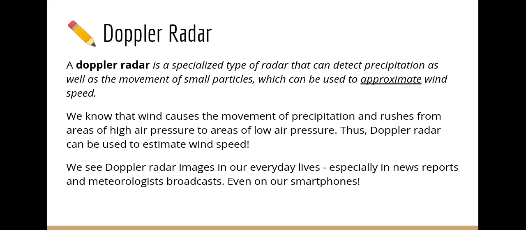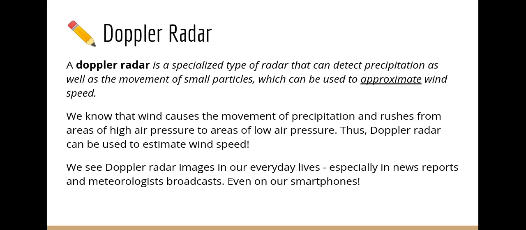So now in your virtual scientific notebook, I want you to write down what a Doppler radar is. A Doppler radar is a specialized type of radar that can detect precipitation as well as the movement of small particles, which can be used to approximate the wind speed. So how can this happen? How can it approximate wind speed?